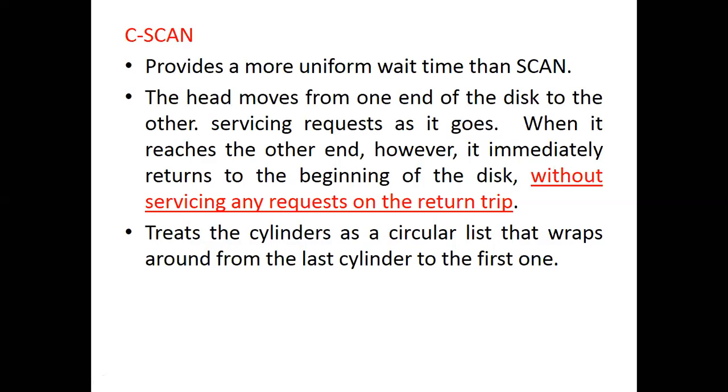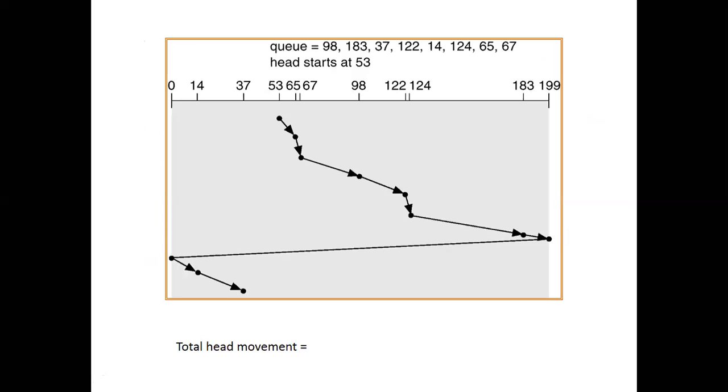We start from one end and move to the other end. While moving, you can service the requests. Once I reach the other end, I have to reverse my direction. Here is the difference: during my reverse trip, you should not service any request. That is very important. During your return trip, you should not service any request. Okay, so that is like this.